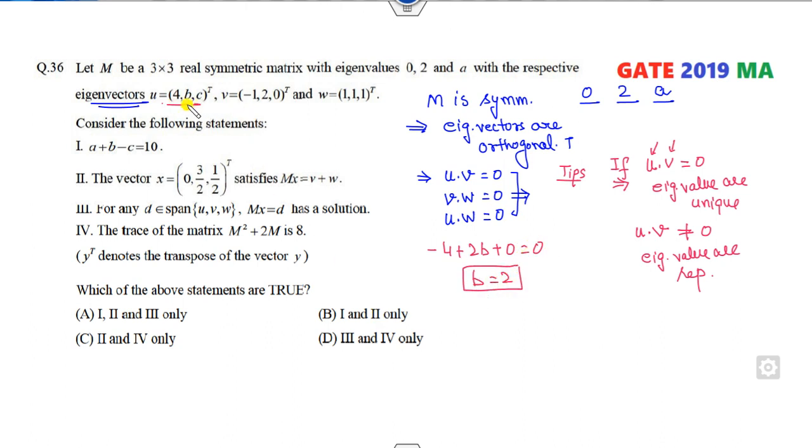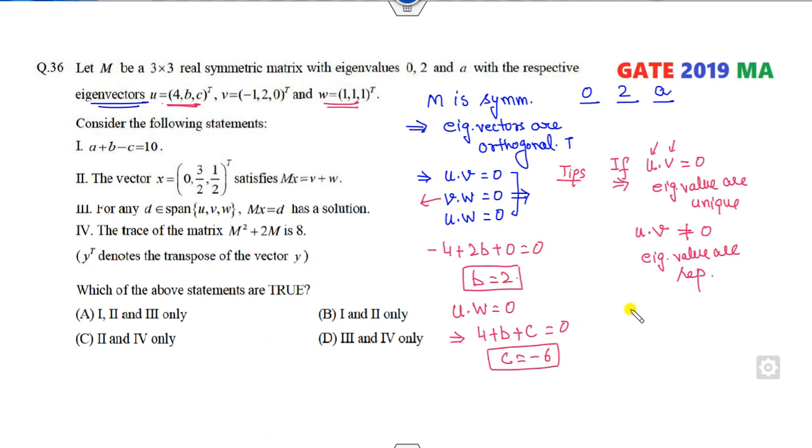Fine. I can also see this. So u dot w is equal to 0. What is the meaning of that? 4 plus b plus c is equal to 0. c is equal to -6. You have the b, you have the c. Now your target is to find the value of a.